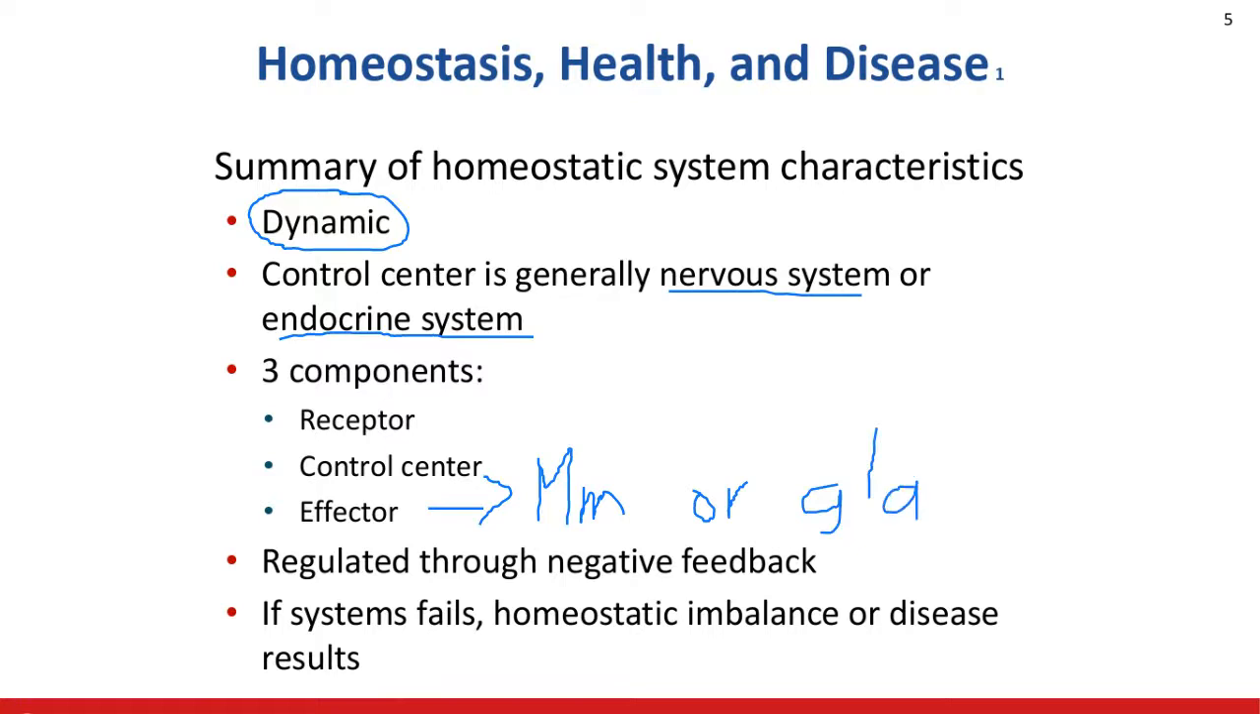Most of these systems are regulated through negative feedback. The response will be in the opposite direction of the stimulus. If body temperature increases, we need to decrease it. If blood pressure increases, our response is going to be to decrease the blood pressure.